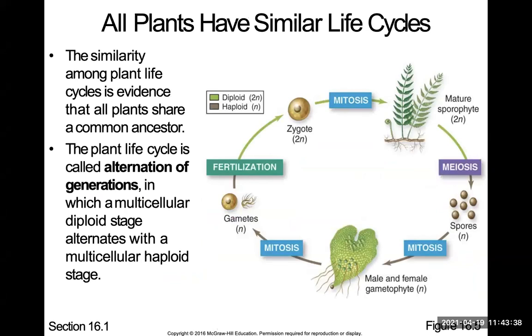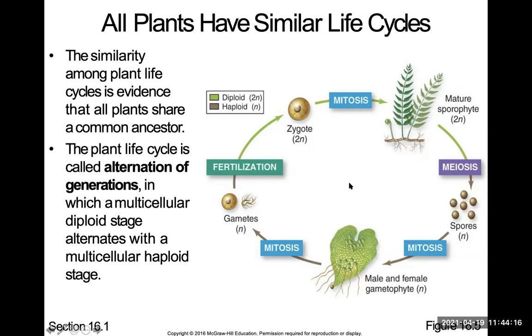Okay, so next thing we have is the life cycle. All plants, all 4 groups, have a similar life cycle. That is called alternation of generations. This is really, really important. I told you for the last chapter, you don't have to know or memorize the fungus life cycle. For this chapter, I'm going to have you memorize the alternation of generations plant life cycle because this is similar in all of the plants.